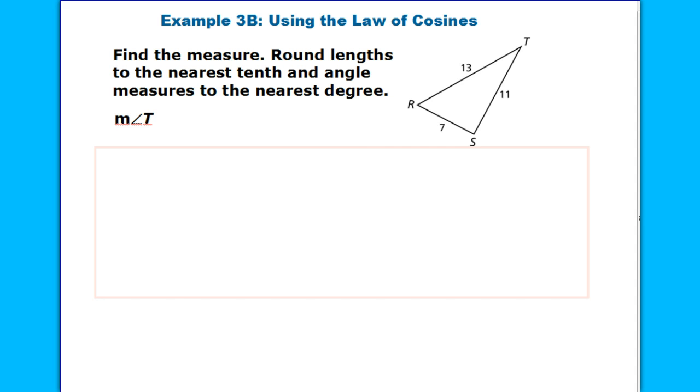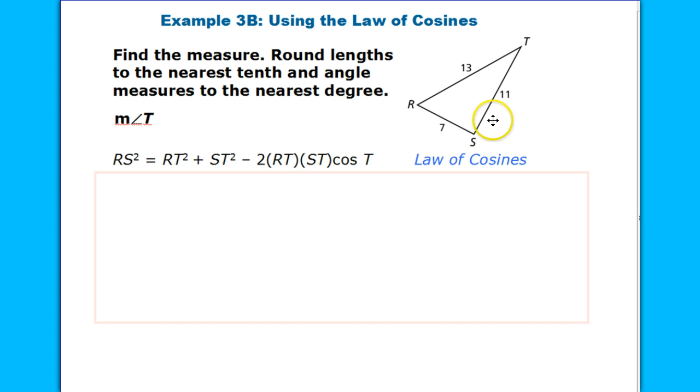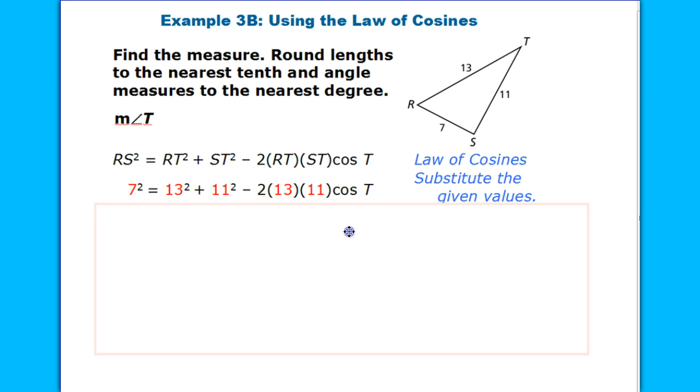Okay, let's find the measure of T. So look at this, we don't have a single angle. And so we're trying to find the measure of angle T. So this is the side opposite that, right? So we would go ahead and say RS squared equals RT squared plus ST squared minus 2 times RT times ST times cosine T. So we had to set RS squared on one side of the equation because it's opposite the angle we're finding, T. And now we substitute.